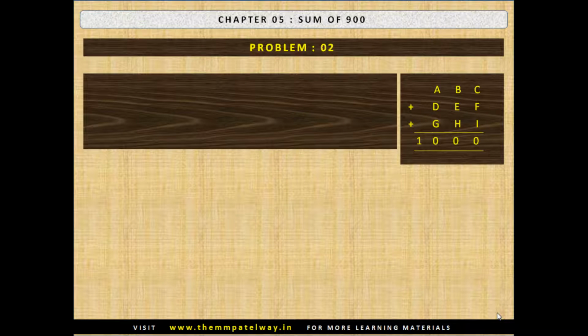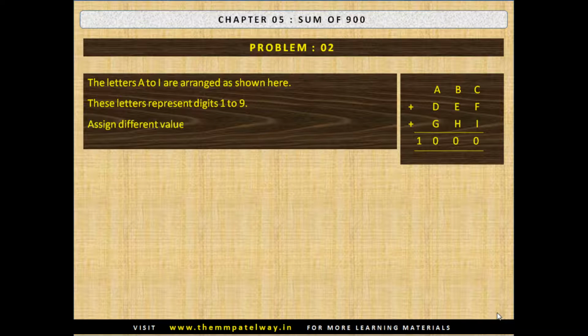Problem number 2. The letters A to I are arranged as shown here. These letters represent digits 1 to 9. Assign different values to each letter so that the total of the numbers thus formed is 1000.